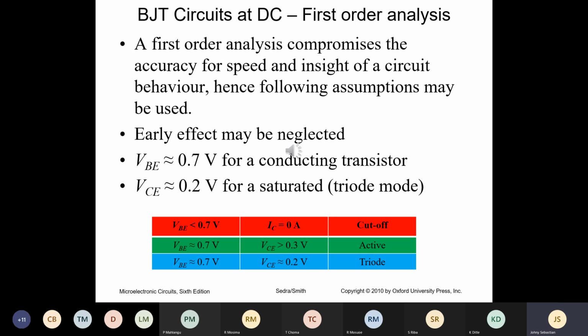Okay, we reached the point where we missed the link. So, okay, this is slide number 36. We need speed, we need something called insight. Insight means by looking at the circuit, you need to get a feel for how this is working. That is called the insight.